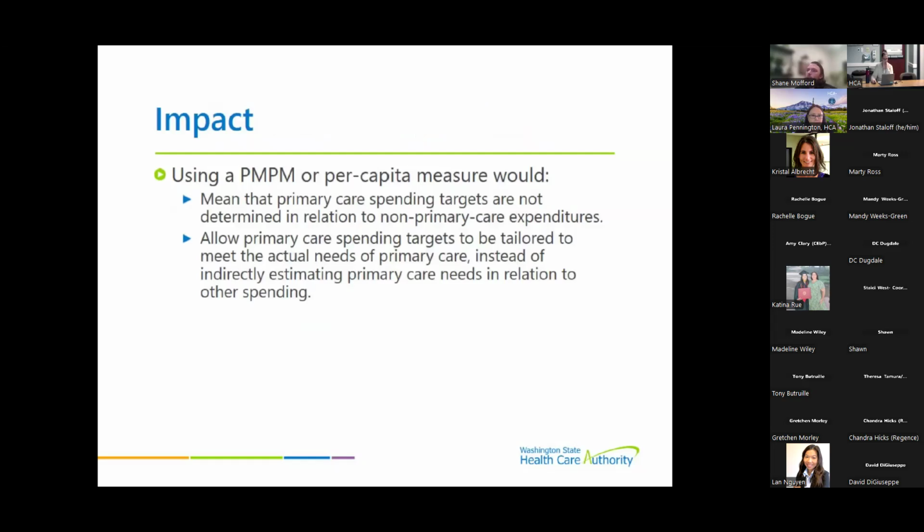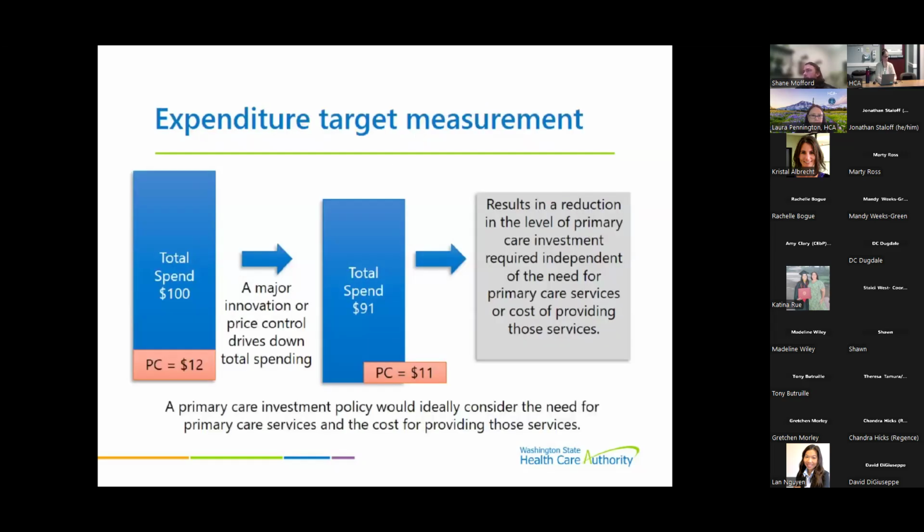In terms of the impact, using a PMPM or per capita measure would, one, mean that primary care spending targets are not determined in relationship to non-primary care expenditures. And it would also importantly allow primary care expenditure targets to be tailored to meet the actual needs of primary care instead of indirectly estimating them in relationship to other spending. And next slide. And this slide is really designed to illustrate that concept.